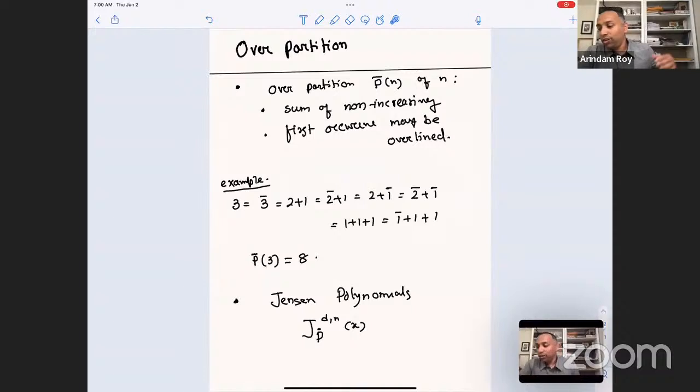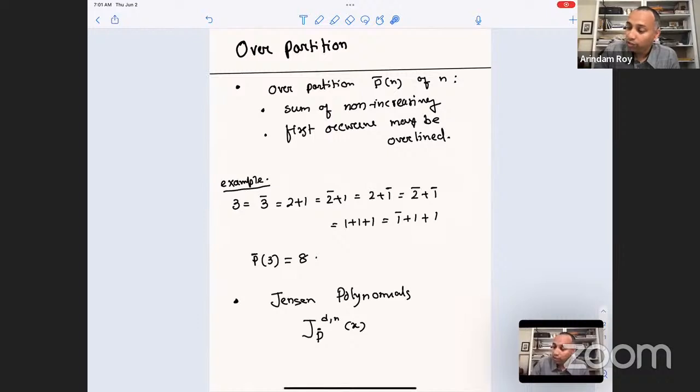Now I'm going to talk about another kind of partition, the overpartition. The definition of an overpartition is, again, a sum of non-increasing parts, but it is not only the normal partition: every time you see the first occurrence of a part, you overline it. So in this example, if you look at the partition of 3, it is 3, but 3 appears for the first time, so I mark it.